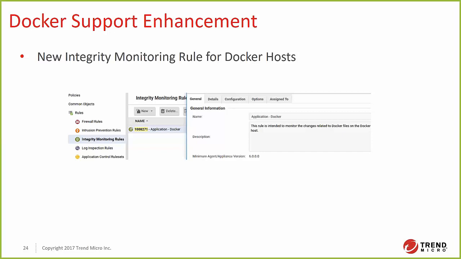Beginning with our Deep Security Rule Update 17-015, we've added a new integrity monitoring rule. In this example on the screenshot, you'll see Rule ID 1008271, which was intended to monitor changes to Docker files on a protected Docker host. And then additional rules to protect Docker deployments will be rolled out throughout this year as we see fit, or even down in the future. We'll be providing new rules for it as well.